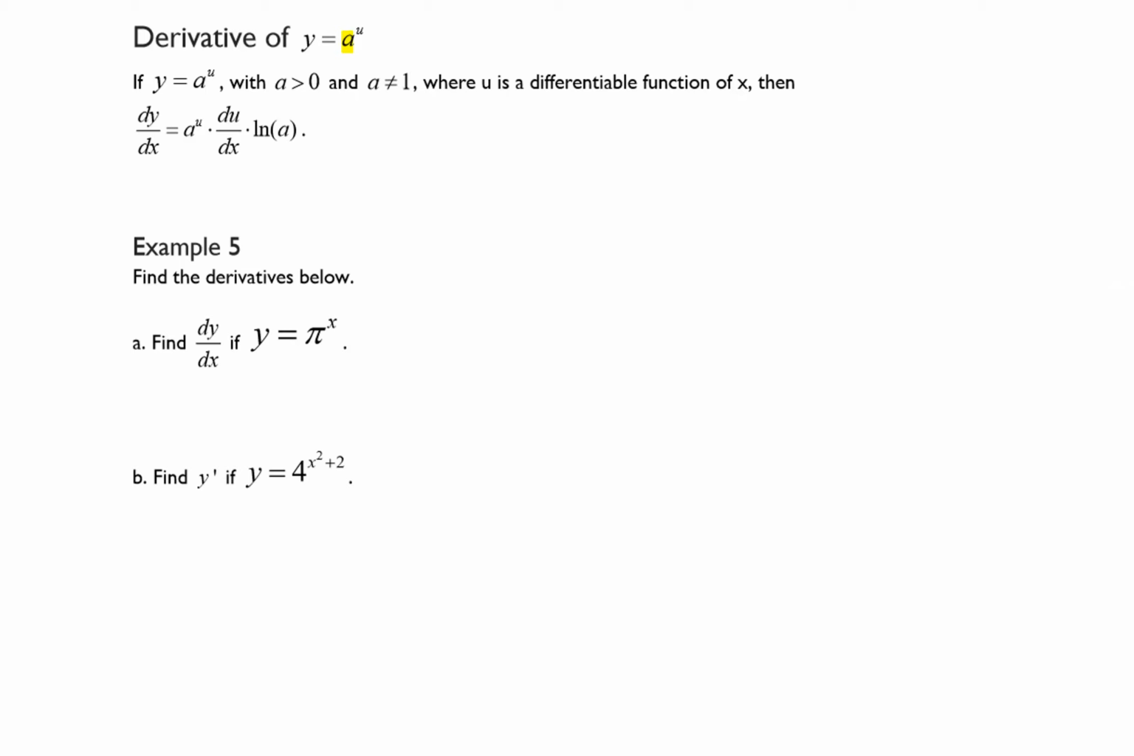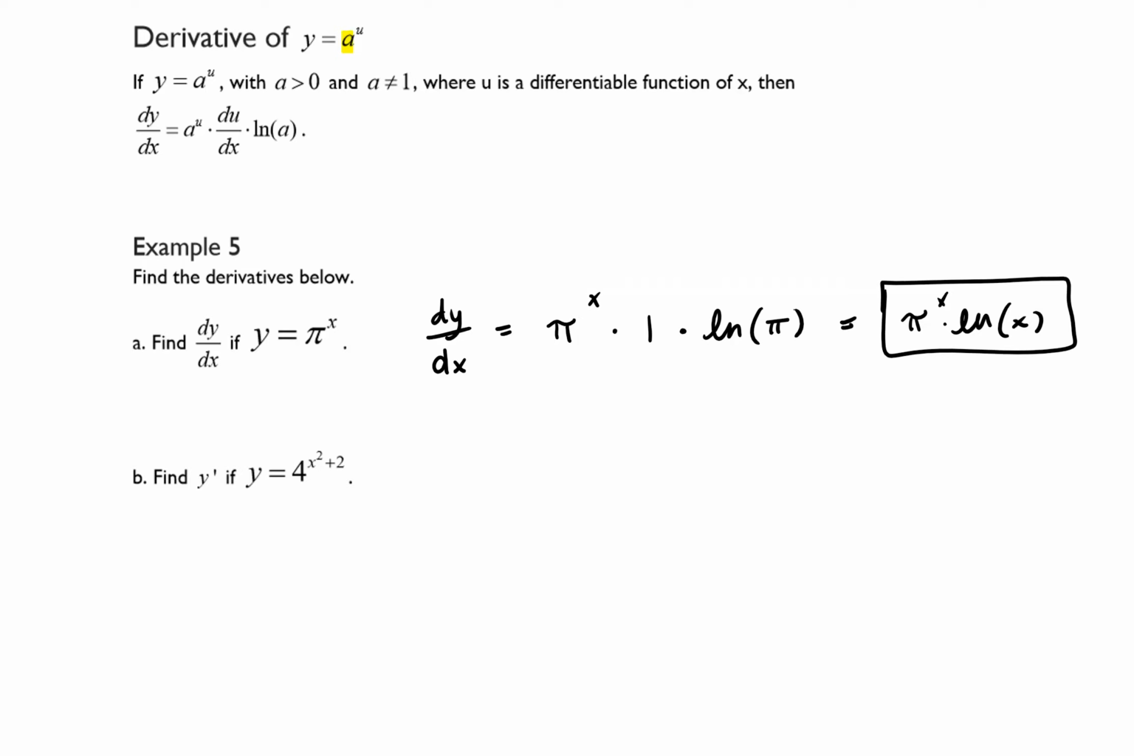So example 5 says find the derivatives below. Find dy dx if y is equal to pi to the power of x. So in that case, we will just use the formula from above. So we would have pi to the x power times the derivative of the power, which is 1, times the natural log of our base, which is pi. And we can rewrite that as pi to the x power times the natural log of pi. So that is the derivative there.